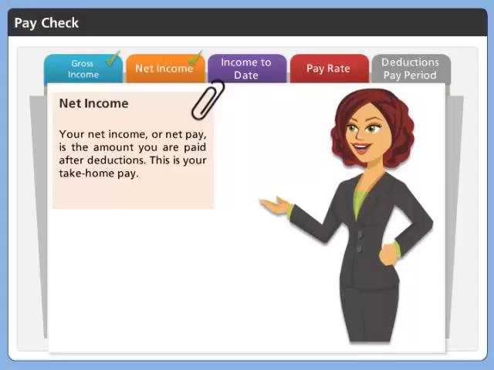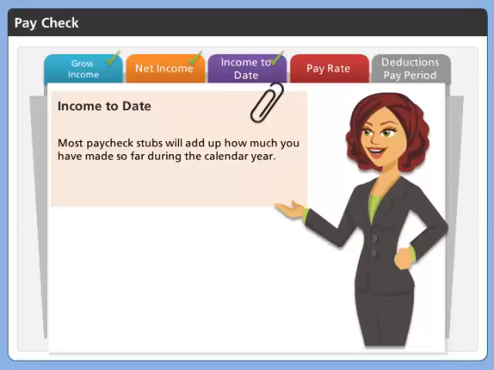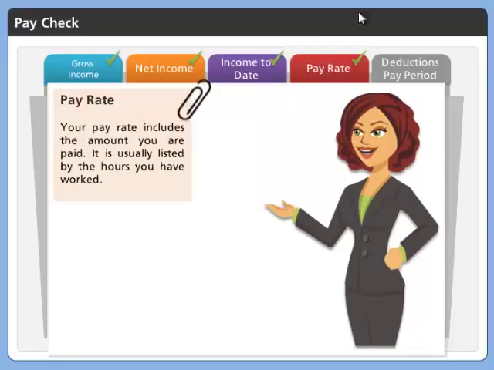Net income. Your net income, or net pay, is the amount you are paid after deductions. This is your take-home pay. Income to date. Most paycheck stubs will add up how much you have made so far during the calendar year. Pay rate. Your pay rate includes the amount you are paid. It is usually listed by the hours you have worked.